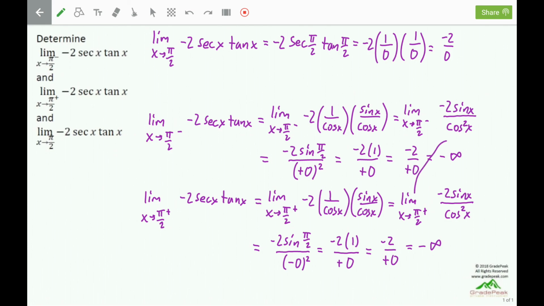The two-sided limit depends on the results of the two one-sided limits. Since they do match each other here, the two-sided limit up here will be the same value, negative infinity. And there are the results of the three different limits.